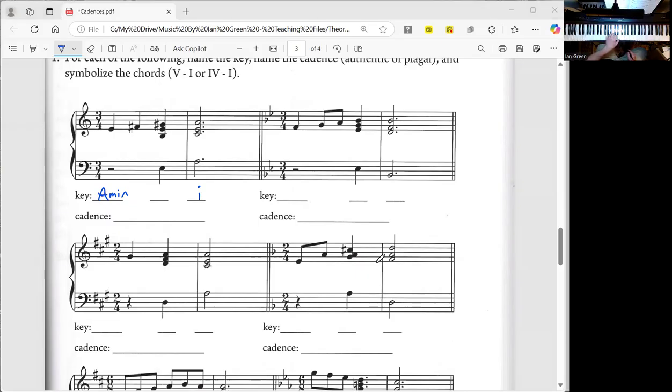The fifth note is E, so therefore this is going to be dominant to tonic. And the type of cadence we have is called authentic.